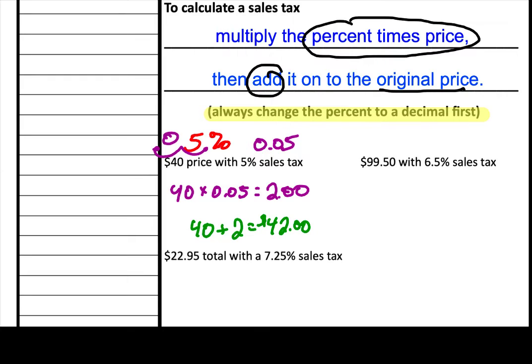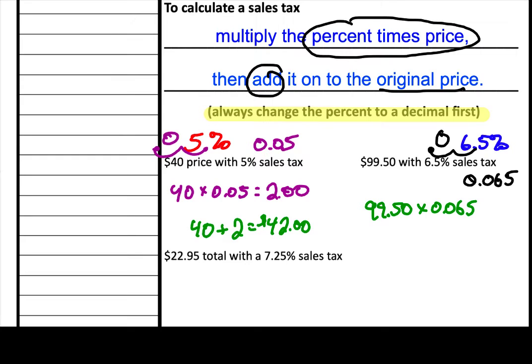Next one, $99.50 with 6.5% sales tax. So 6.5%, remember, move it 2 decimal places, 1, 2. So my sales tax is 0.065 as a decimal. So $99.50 times 0.065.